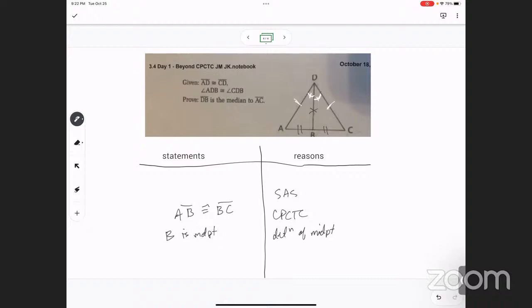Right? Mm-hmm. And you can actually have just said that DB is the median. If you can say definition of median, I believe. Or you could break it into two steps. DB is median. Definition of median, I believe, right? What's the definition of the median again?